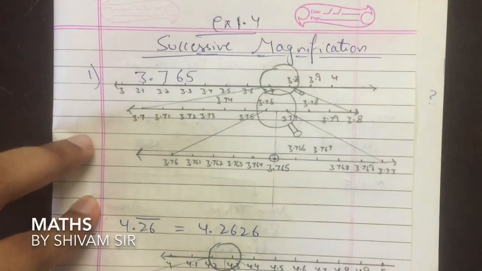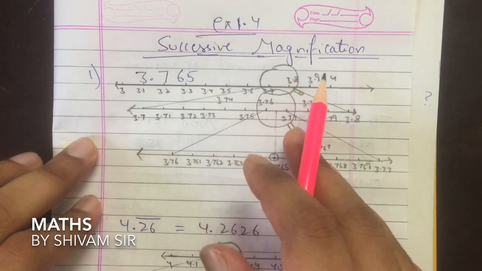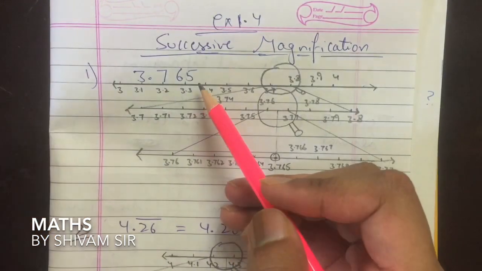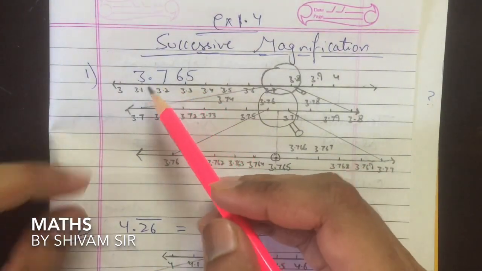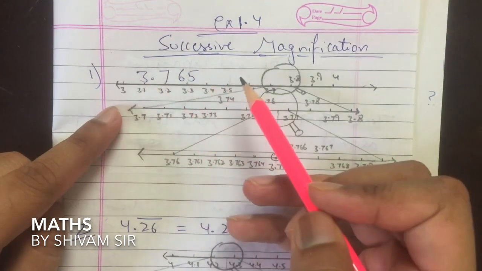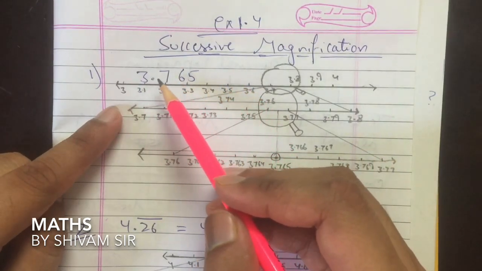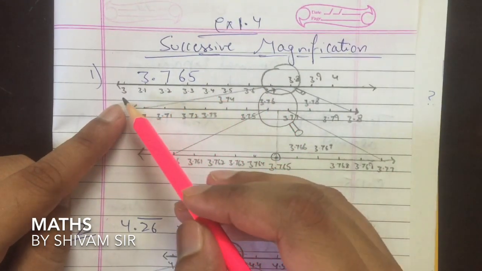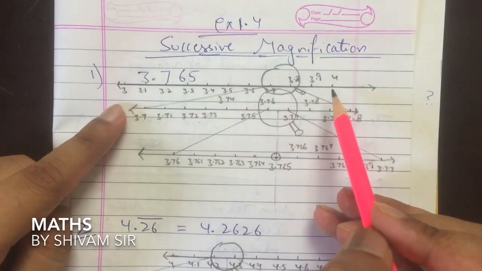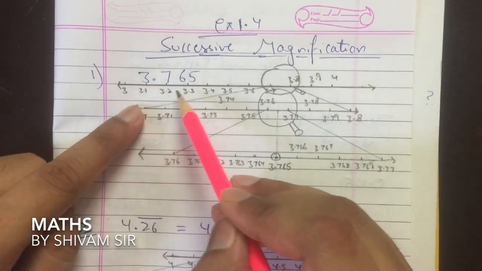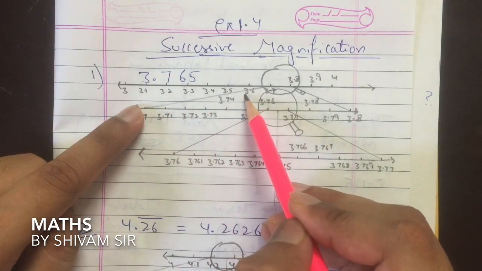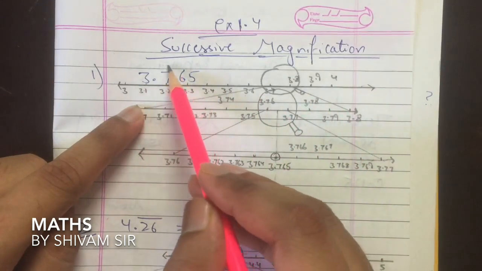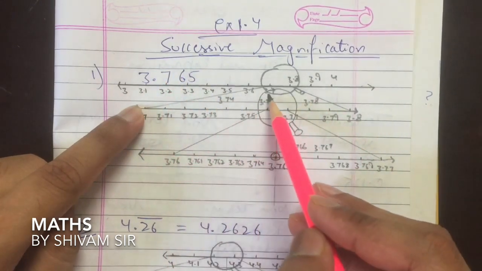Now let's talk about successive magnification, exercise 1.4. Question number one: if we have to represent 3.765 on number line, this number will lie between 3 and 4. First draw a number line and divide the gap between 3 and 4 into 10 equal parts: 3, 3.1, 3.2, 3.3, 3.4, 3.5, 3.6, 3.7, 3.8, 3.9, 4. So 3.765 will lie between 3.7 and 3.8.